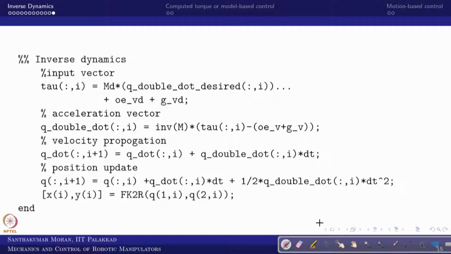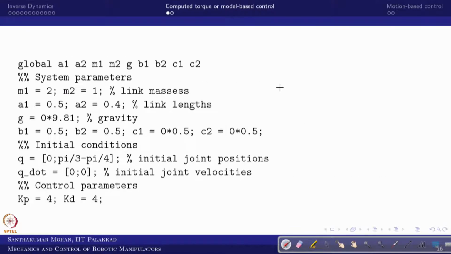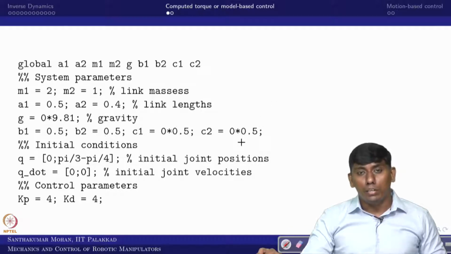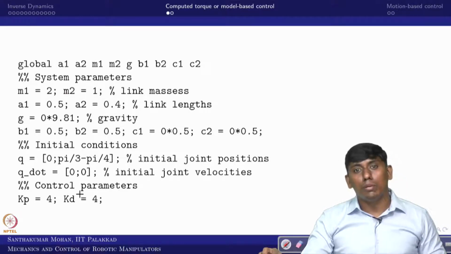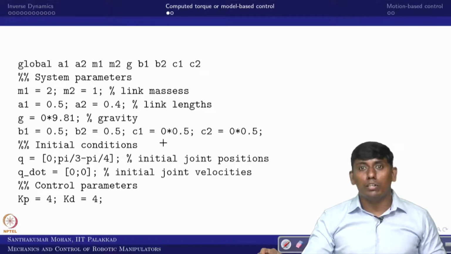Let us come to the computed torque control. We will take the same scenario. For that I am considering a few other things, where the control parameters Kp and Kd are assumed as 4 each. Although we are not using friction, I just consider the frictional value. In the simulation I will show you what will happen if I consider friction.